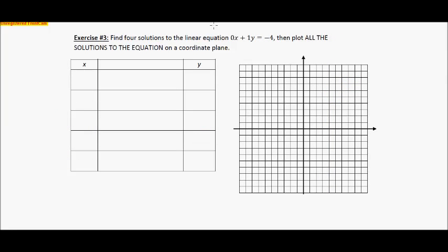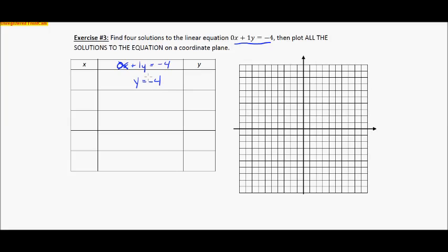Okay guys, here's exercise 3, and again they're asking us to do the same thing, and you can see this equation up here is a little more expanded out, so we're going to simplify it first. If I start with 0x plus 1y equals -4, and think about 0 times x, that is going to go to 0, so really this whole equation is y equals -4.